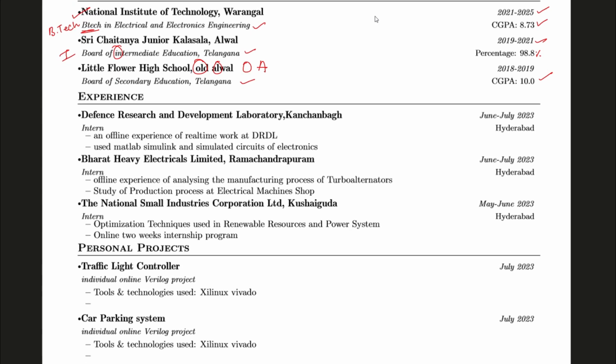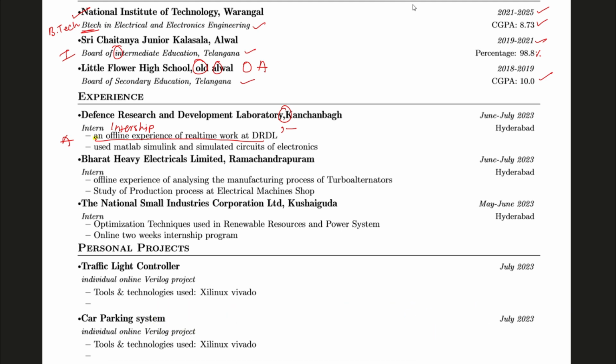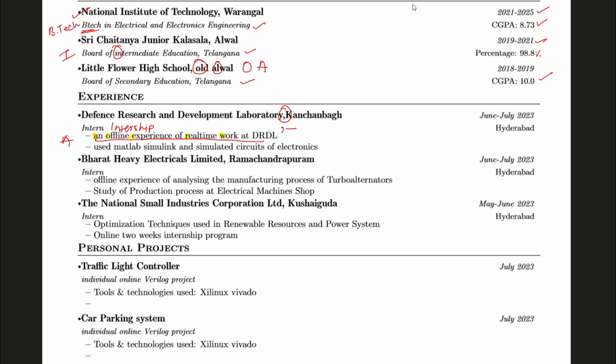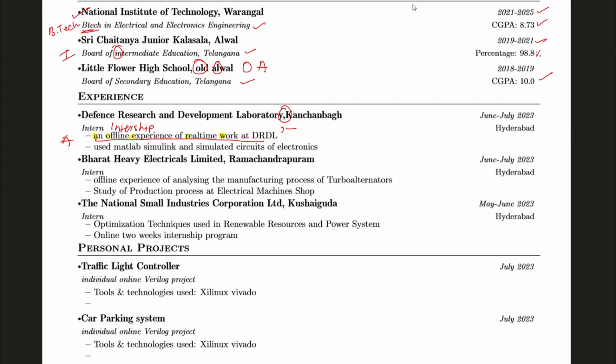Next, coming to the experience, you did an internship at the Defense Research and Development Laboratory. After the comma, there should be a space. Instead of intern, write internship. And offline, capital O. This text is readable, okay, fine, but by making a few more changes, it becomes more readable. I'll tell you how. Keep this A capital, O capital, E capital, R capital, W capital, and rewrite the sentence. You see the difference. This will make a lot of difference and it has more significance than the simple text.